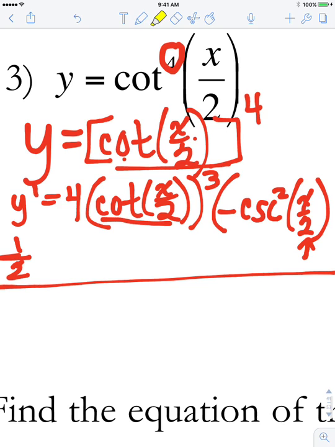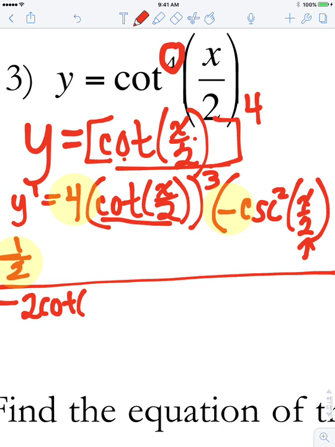Let me just highlight a few things for you. This 4 is on the outside, and this 1/2 is on the outside. And this negative sign, I'm going to put that on the outside because that's just cosecant squared being multiplied by negative 1. So 4 times negative 1 is negative 4. Half of that is negative 2. So my answer is going to be negative 2 times, let's see if I can fit this all in one line. I'm going to be careful.